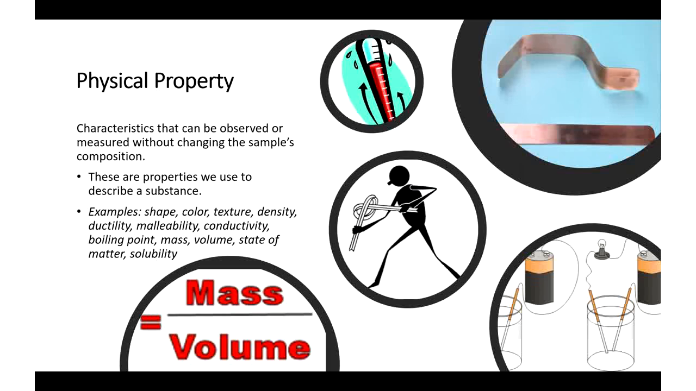We can talk about metals being ductile or malleable. So malleable means the ability to flatten or hammer the metal down into a really thin sheet of metal. Ductile has to do with making it into a wire or a very thin wire. We can talk about conductivity. We can also describe substances based on its boiling point, freezing point, melting point, density. These are all examples of physical properties.